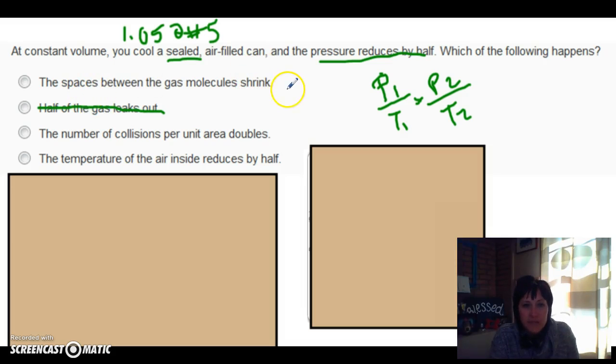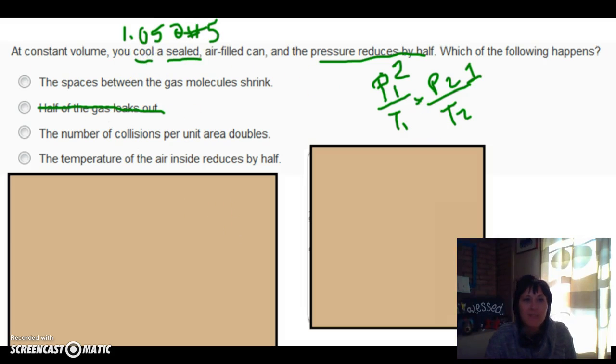The spaces between the gas molecules shrink. Well, the pressure got reduced by half. So if pressure, let's say, started at 2 atm and then reduced to 1 atm, we know that pressure and temperature are directly related, right? So if pressure reduces by half, what happened? Did the space between the gas molecules shrink? Did the number of collisions per unit area decrease? Or did the temperature of the air inside reduce by half? We cooled it, so it does tell us that.